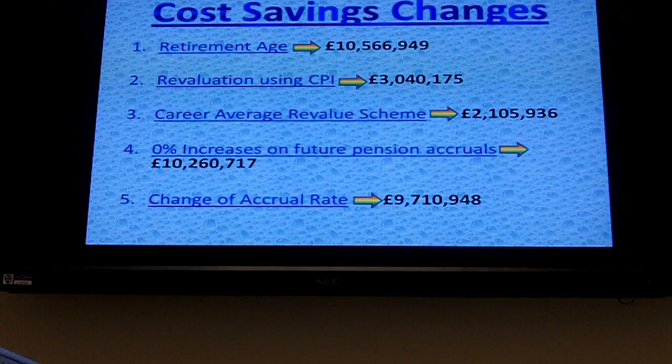We then used a career average revalued scheme. This allows the calculation of future pension owed to active members by using accrual of their average career salary as opposed to the average salary over the last 3 years of retirement. Cost savings came out at around 2 million. We then introduced a 0% increase in all future pension accruals. This stops any further increase in employer contributions to their already underfunded pension scheme. This got a cost saving of 10 million. Finally, we changed the accrual rate from 1/60th to 1/80th. This reduces the rate at which benefits are accrued during active service. The cost savings here were 9,700,000.